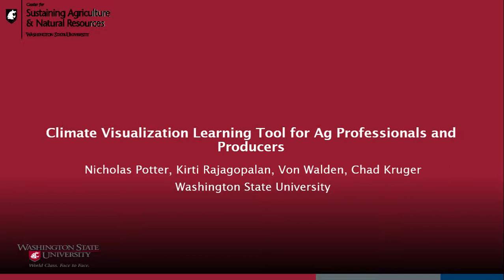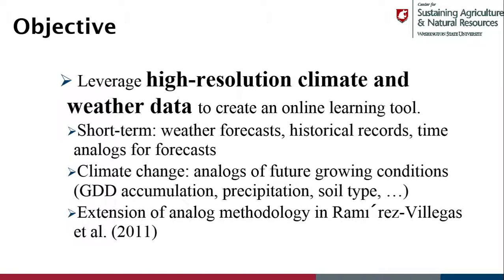Hi, so my name is Nicholas Potter. I'm a researcher at Washington State University, and I work with the Center for Sustaining Ag and Natural Resources. And for the past few months, we've been working on a tool using a lot of the same data, to look at analogs for growing conditions in different locations. So the objective of the tool is to leverage this high resolution climate and weather data that we have to create an online learning tool.